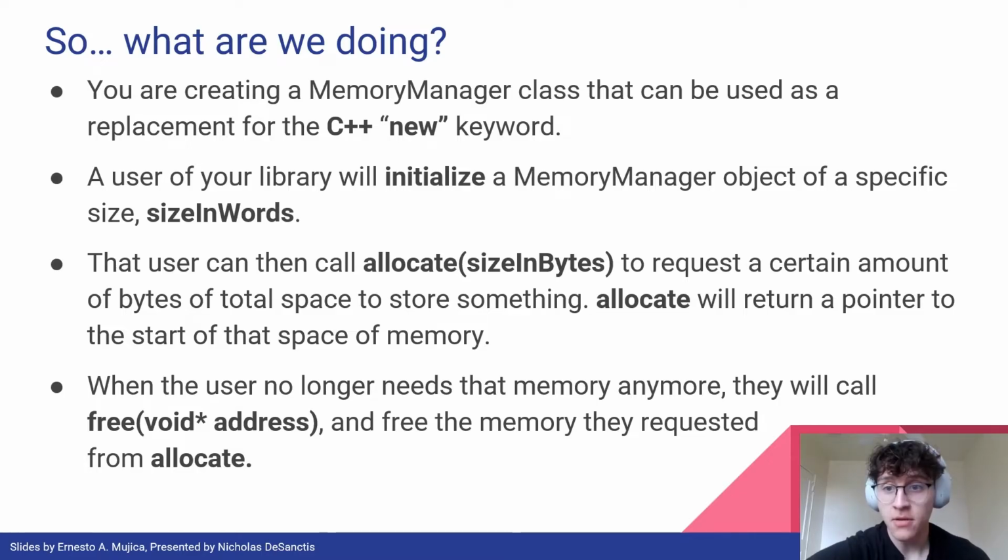That's well and good and all, but what exactly are we doing? Oh, it's actually pretty cool. We're going to make a memory manager class that acts as a replacement for the C++ new keyword. The user will then initialize a memory manager object with some size in words. They can then allocate some size in bytes, and that will return a pointer to the start of that allocation in memory. And when they don't need that memory anymore, they'll call the free function, which you'll also be implementing. That'll free the memory up to be allocated again.